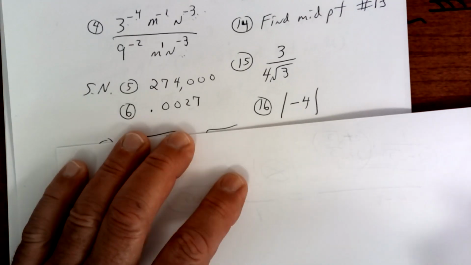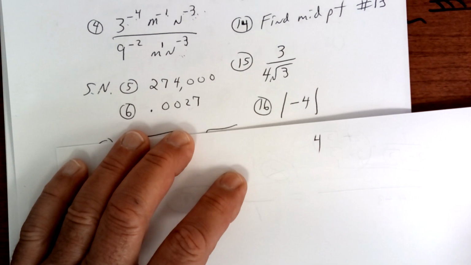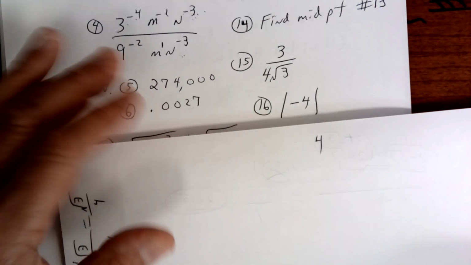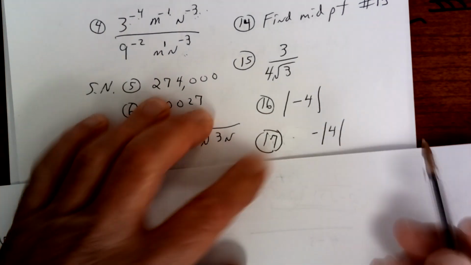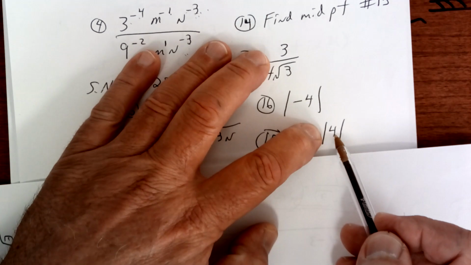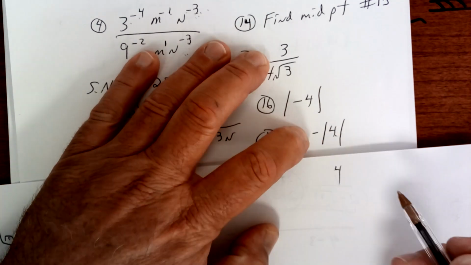The absolute value is always positive. That's easy. This one right here, the absolute value of 4 is positive, but you got a negative on the outside, so that makes it a negative.